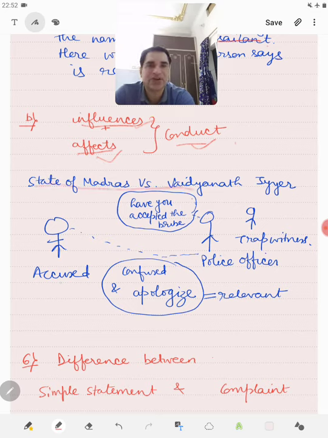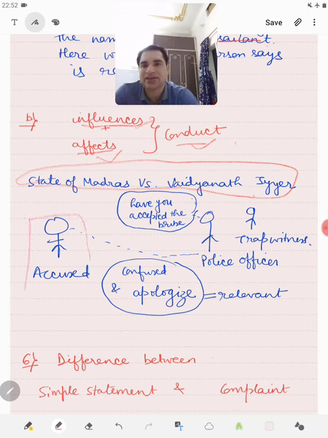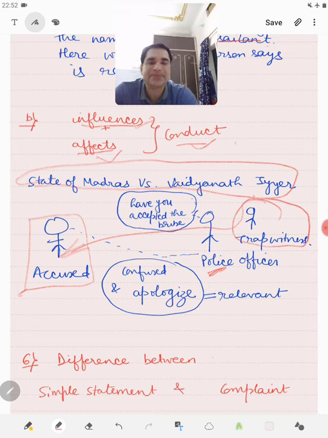Now one important case law on it is that of State of Madras versus Vaidnath Iyer. In this case, there was a government officer, and it was complained to the police that he had asked for a bribe. So the police made a trap witness, and the trap witness went to the accused's house and offered the bribe. At the same time, the police officer was prompted and a raid was conducted on the house of the accused.